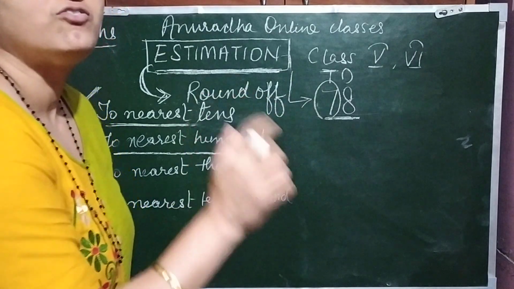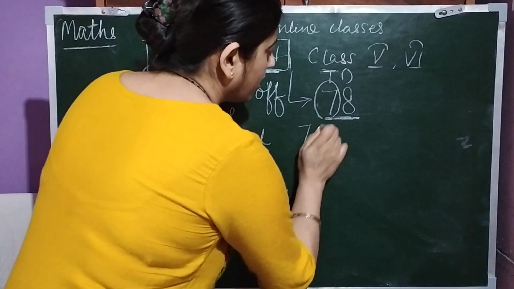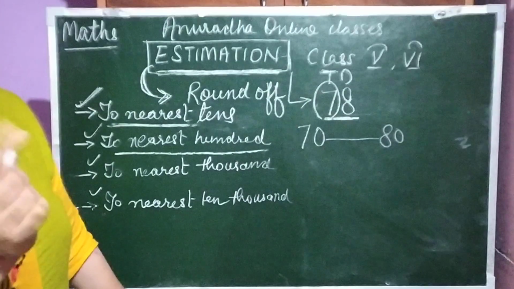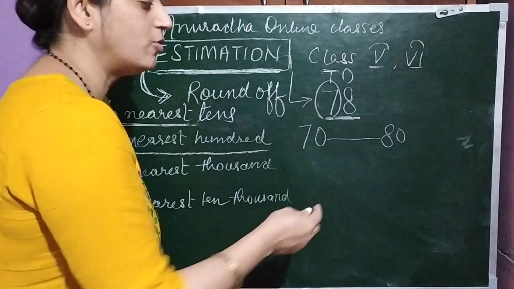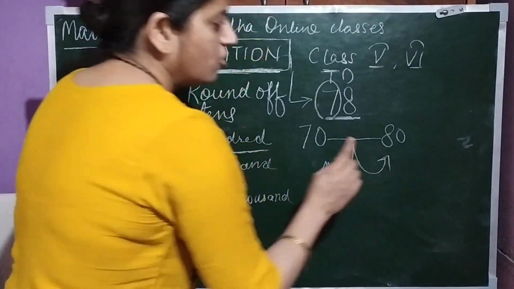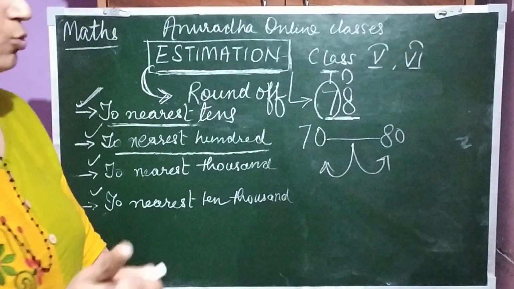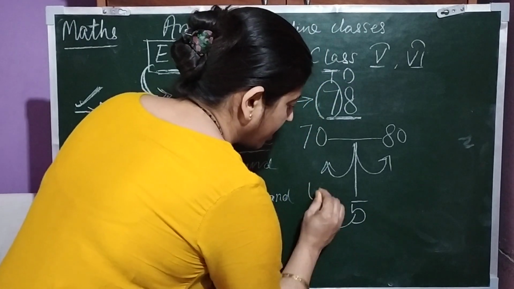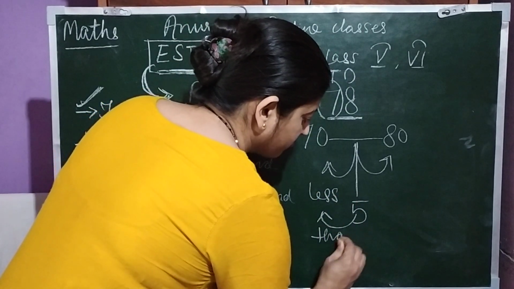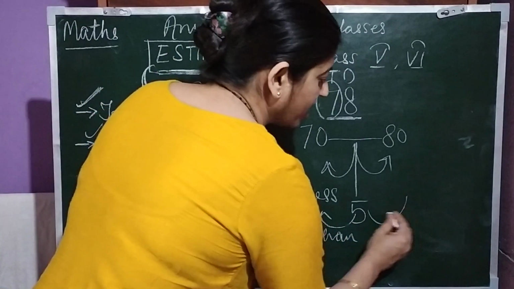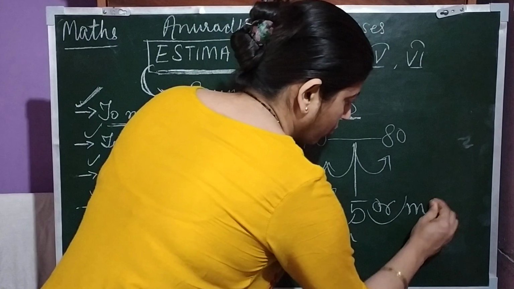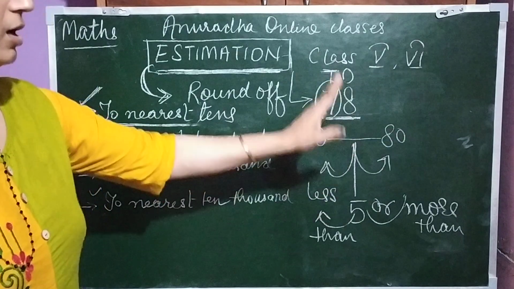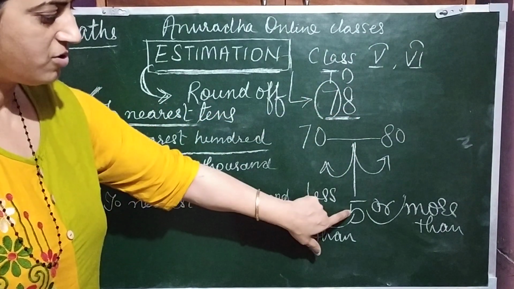See. Now 78, if we have to round it off, we have to see between which two tens it lies. Now 78 lies between 70 and what? 80, right? 70 and 80. Now how will we find out whether it will go this side or this side? For that one rule is there: you have to see whether the number is less than 5 or it is 5 or more.